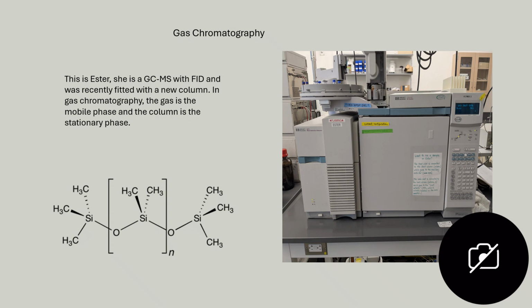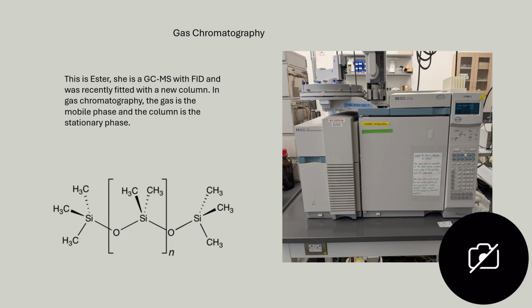Basically, what we did after we ran these extractions through DANA, we then brought them over to ester. So ester is a GC, a gas chromatography. It's very similar to DANA, in which we have a stationary phase and a mobile phase. The difference this time is that the mobile phase is a gas.